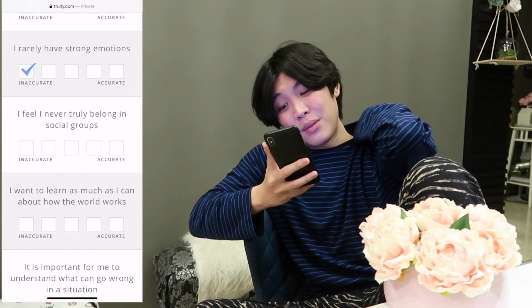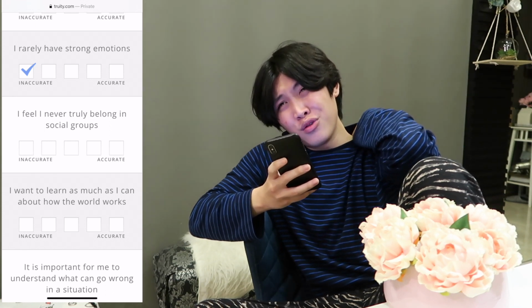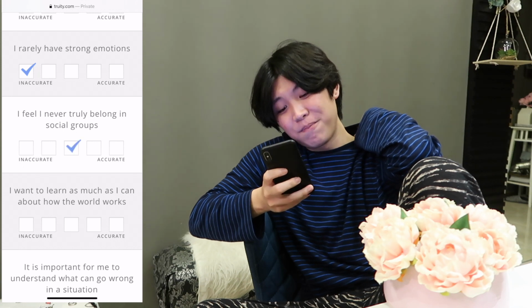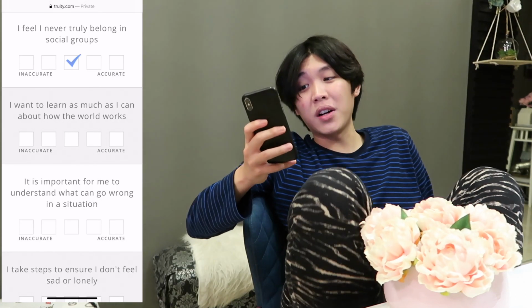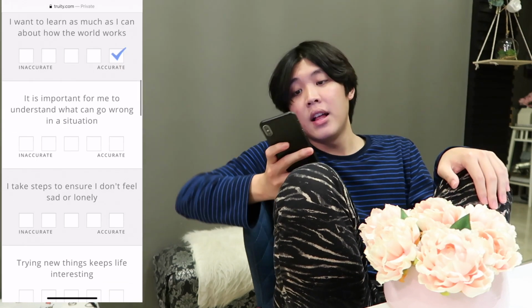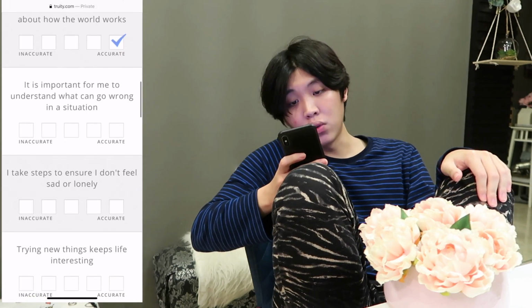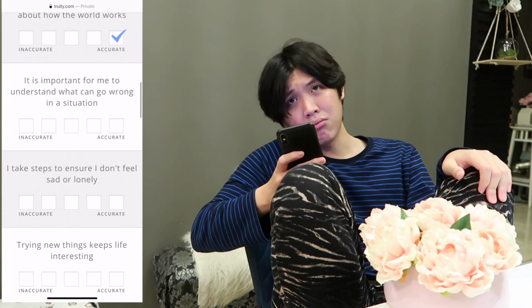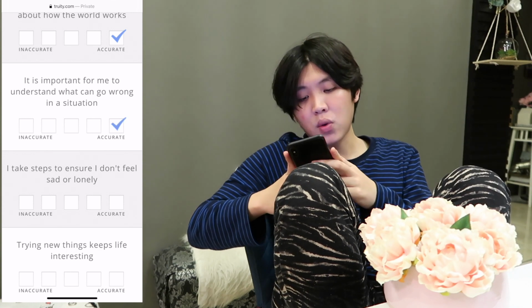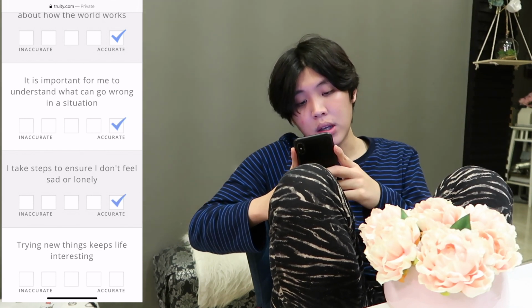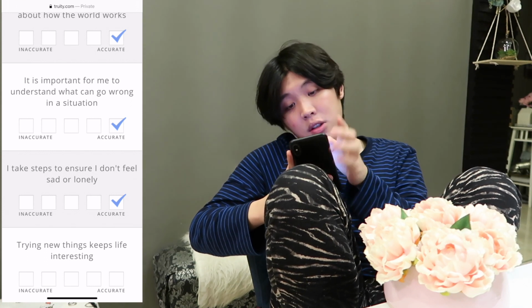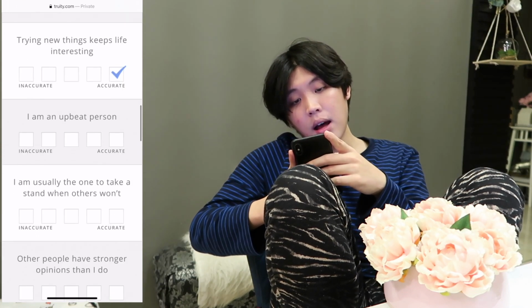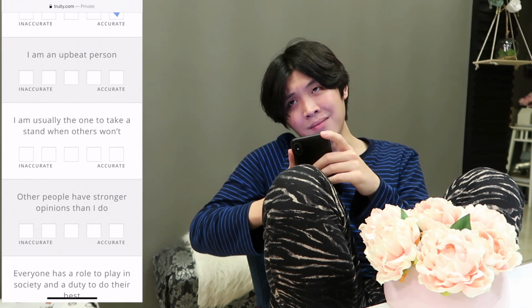I feel I never truly belong in social groups. Neutral. I want to learn as much as I can about how the world works, 150%. It's important for me to understand what can go wrong in a situation. Yep. I take steps to ensure I don't feel sad or lonely. Yep. Trying new things keeps life interesting, for sure. I'm an upbeat person.